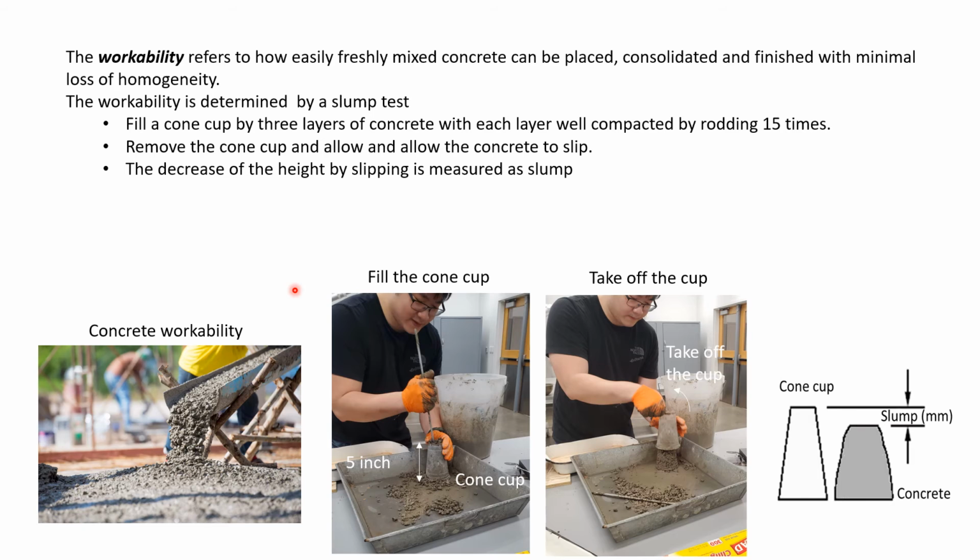Workability is determined by performing a slump test. Here I show a brief overview of how to perform a slump test in our experiment. Here I have a plastic cone with the opening at the top. I fill this cone with 3 layers of concrete, with each layer well compacted by rodding 15 times. Then I take off the cone to let the concrete inside slump. The height reduction by slumping from the cone is what we measure as the slump.